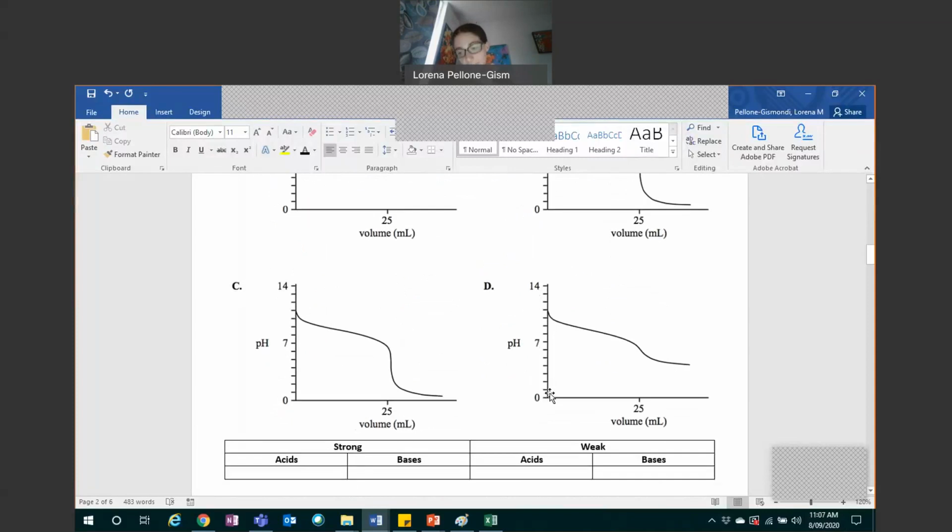Here is a nice table. I'm going to go through some examples, only 4, that I think will encompass the strong acids and weak acids and bases that you'll need to know. So an example of a strong acid, HCl. An example of a strong base, sodium hydroxide. An example of a weak acid would be NH4+.